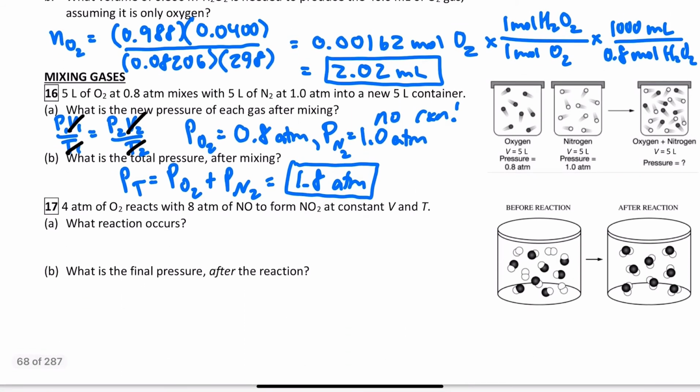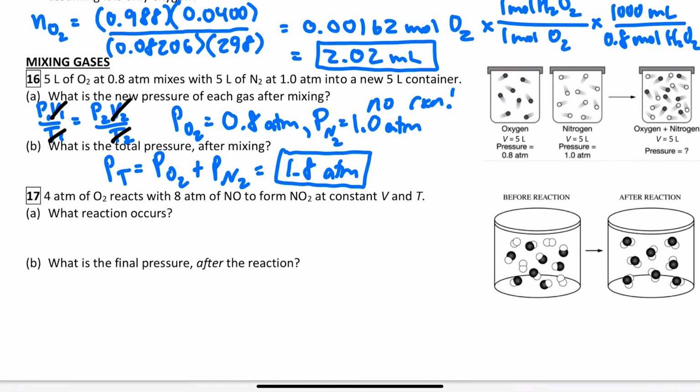Okay, there's one more left to do on this lesson. This one actually does involve a chemical reaction, and I'd like you to hit pause once more and see if you can figure out how to do this last question that involves making nitrogen dioxide from nitric oxide and oxygen. Hit pause and try that now. Okay, let's check and see how you did.